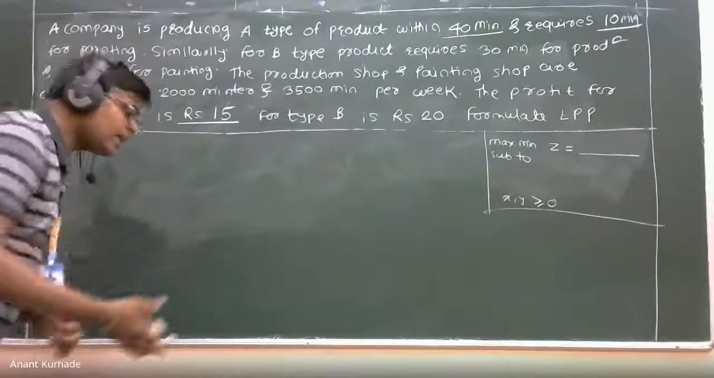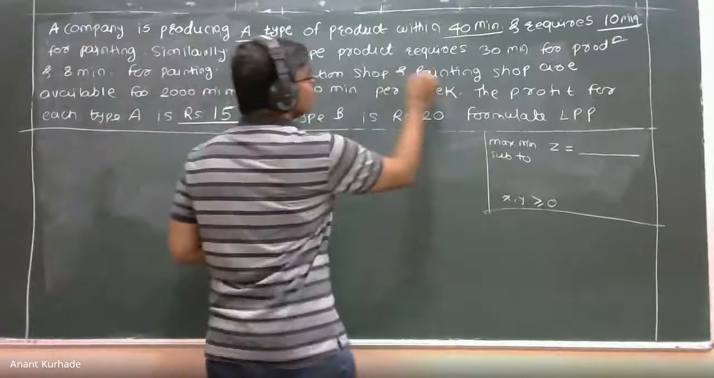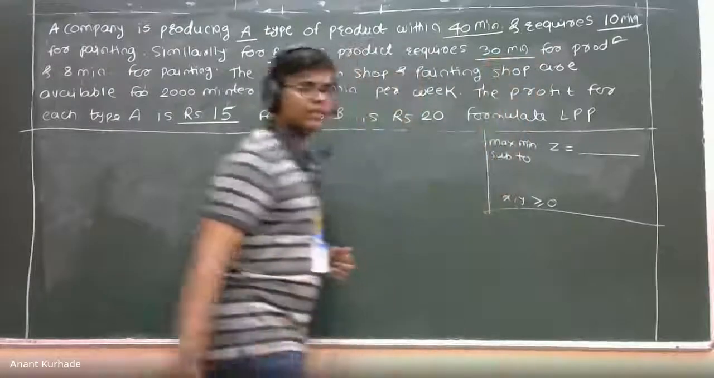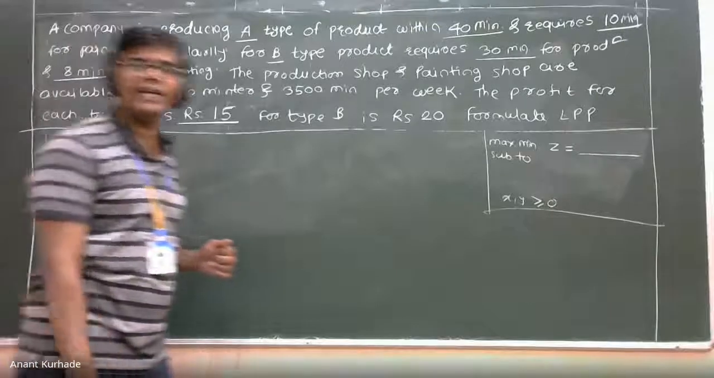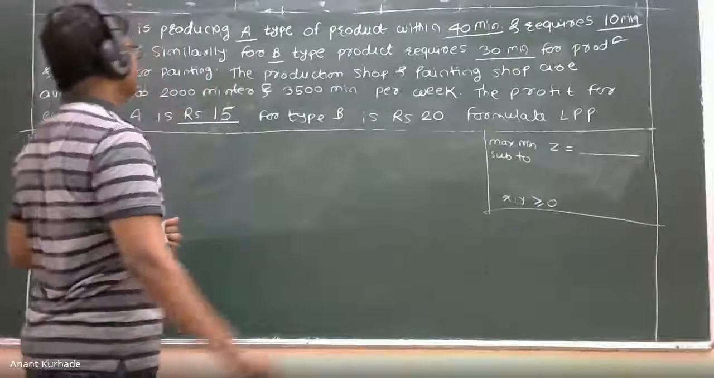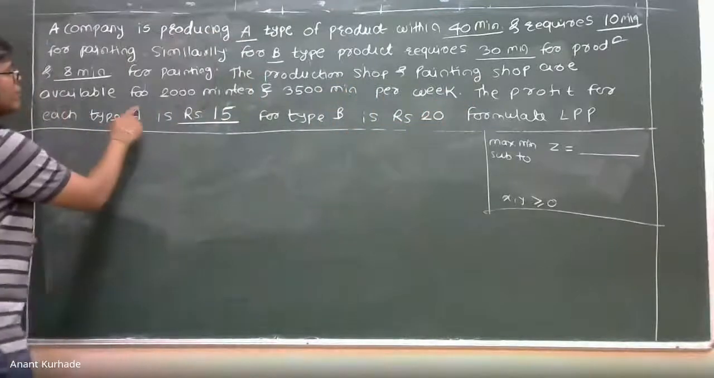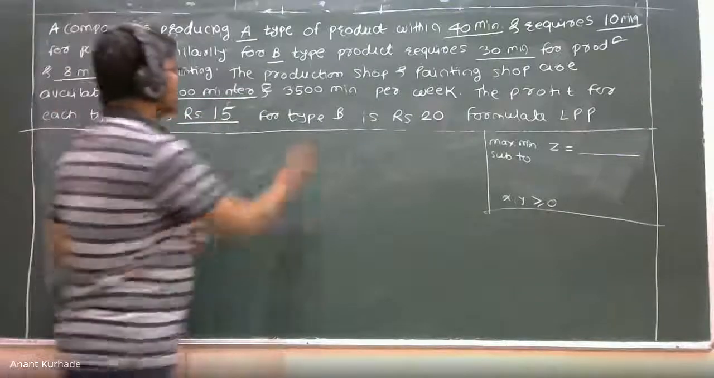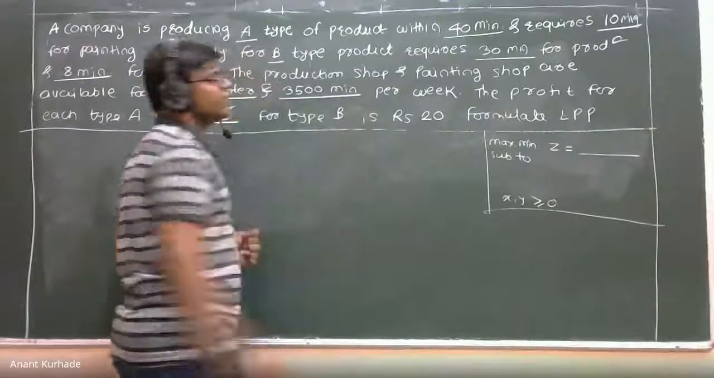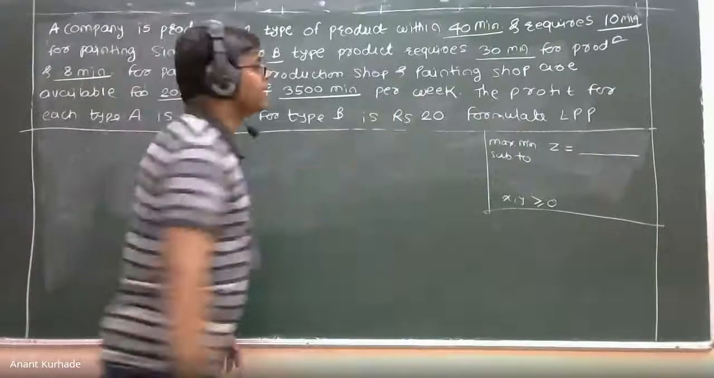Similarly, for another type of product, this B type of product requires 30 minutes for production and 8 minutes for painting. The production shop and painting shop are available for, underline this, 2000 minutes and 3500 minutes per week respectively.